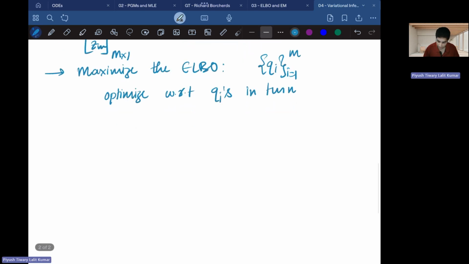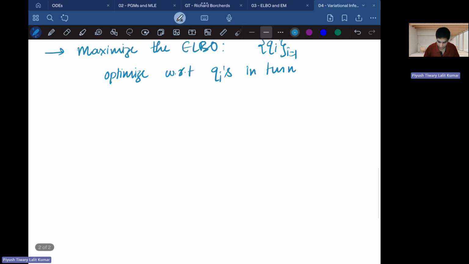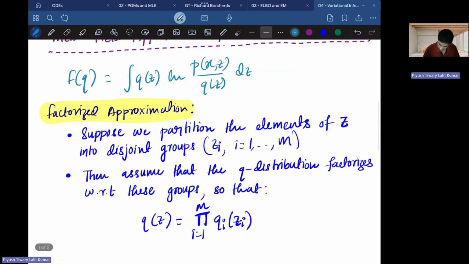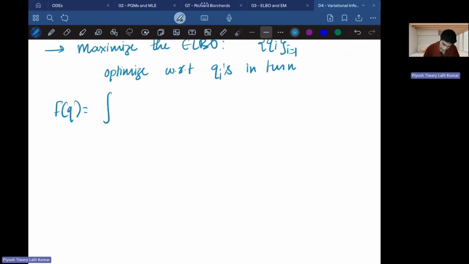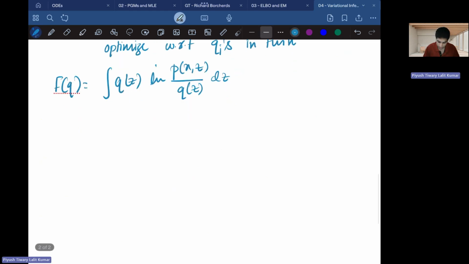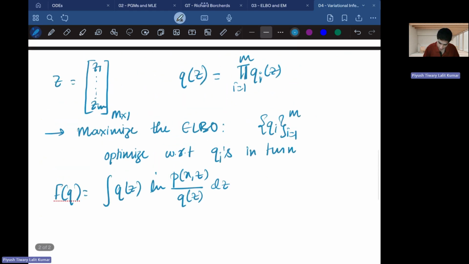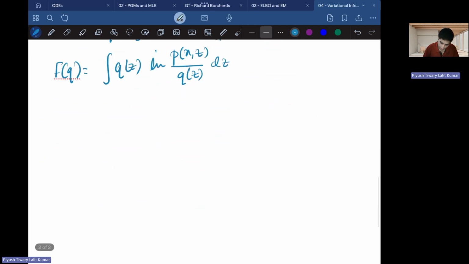So let's look at the corresponding ELBO maximization that we come across, right? Let's see what this F of q is. I will just write down this definition. It is the integral of q of z log of p of x comma z divided by q of z, dz. Okay, this is what our ELBO is. Now again, we have made some approximations for q of z, right? This particular approximation. Let's write that down.